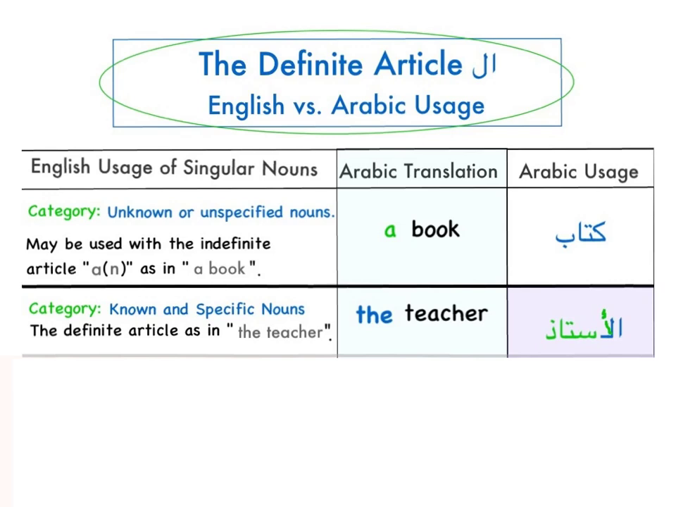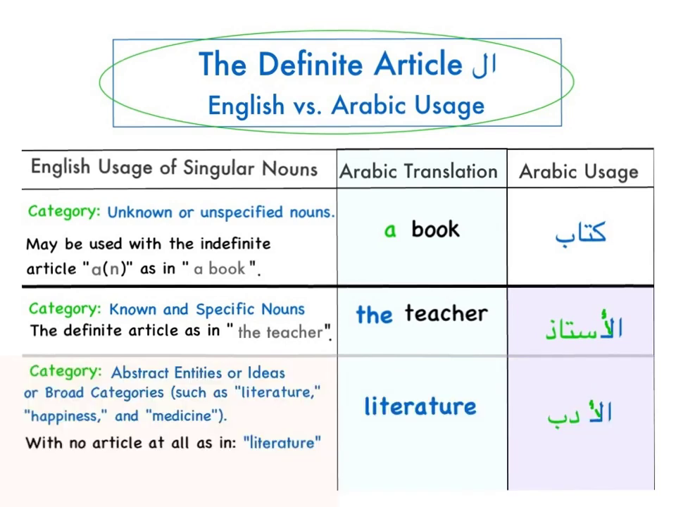Other example we have الأستاذ. Notice how ألف لام تعريف is exactly the teacher in English. So it's a known and specific noun. Now when you want to talk about abstract entities or ideas, broad categories such as literature, happiness, medicine, in English you would use the noun itself, literature. In Arabic we add alif lam to say al-adab, literally translated into the literature. Al-adab, literature.